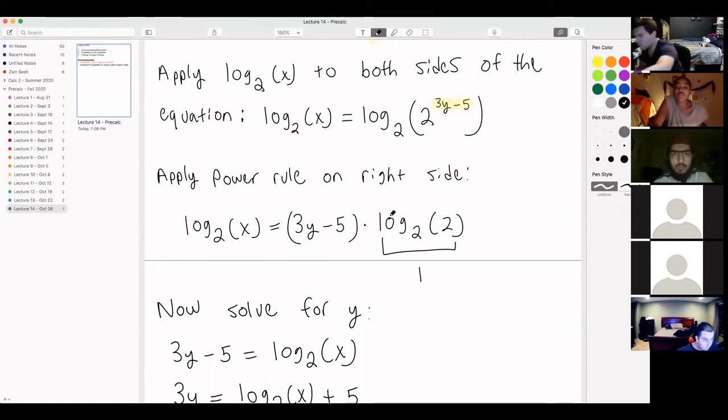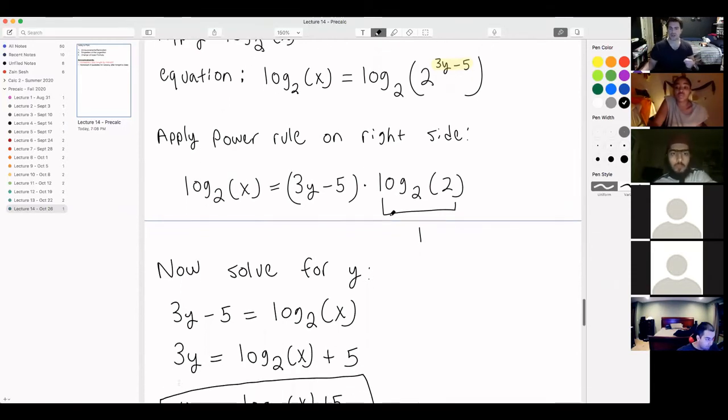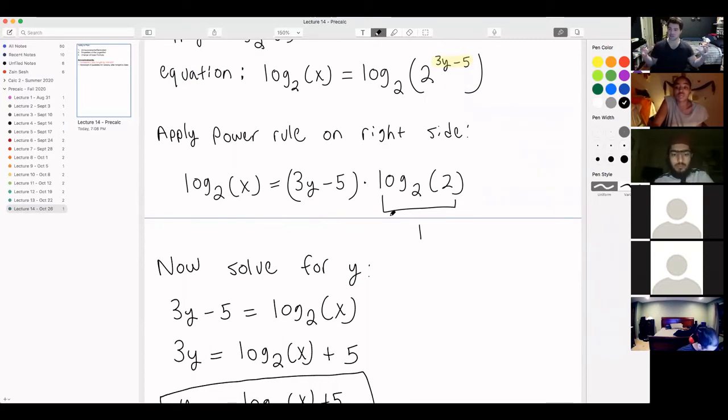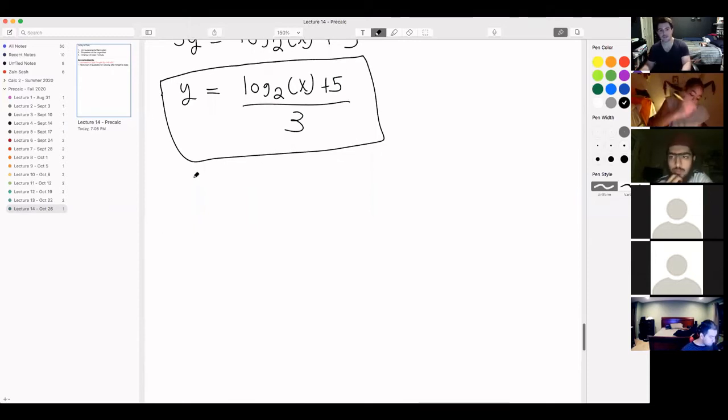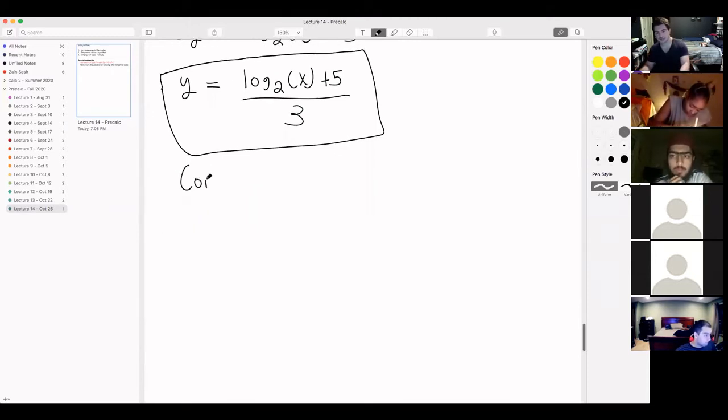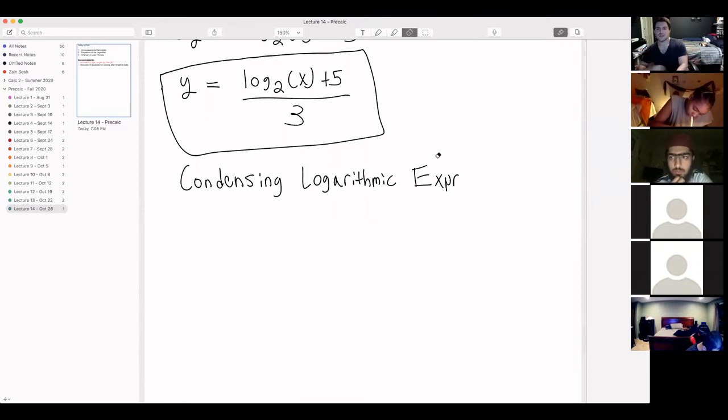All right, so what we did earlier in class is we expanded logarithmic expressions, but now let's go in reverse. Given a sum of logs, let's condense them. Let's go in reverse now. So let's do that. Condensing logarithmic expressions. Okay, so that's the heading here.